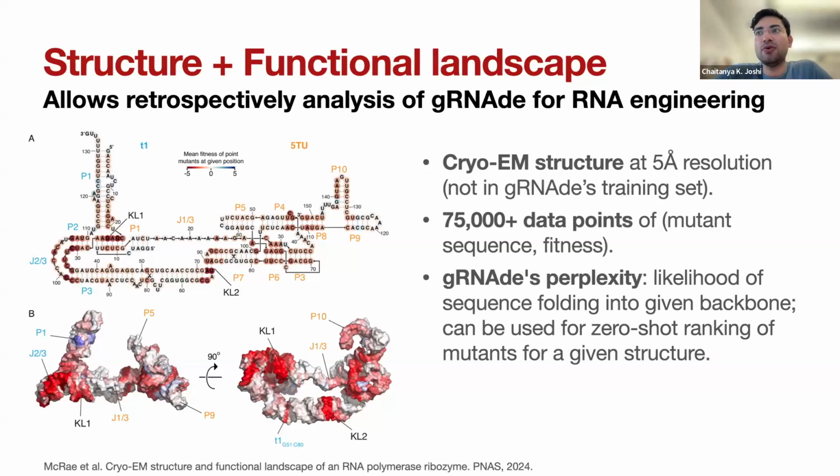as a way to rank sequences. So gRNAde's perplexity is the likelihood of a sequence forming a backbone, and we can then use it to rank these 75,000 mutants. And we can see how well gRNAde understands which mutations perhaps destroy the RNA structure and hence destroy its function. And get some initial signals on whether this tool is potentially useful for designing functional RNAs.